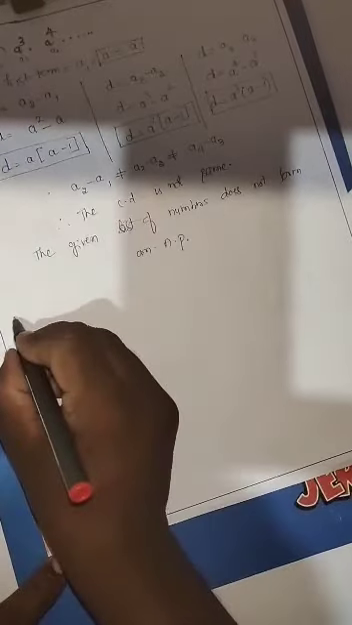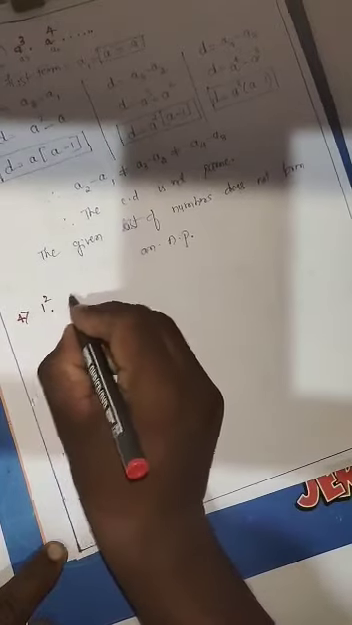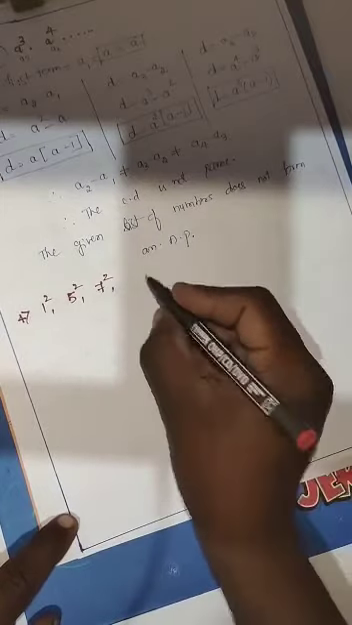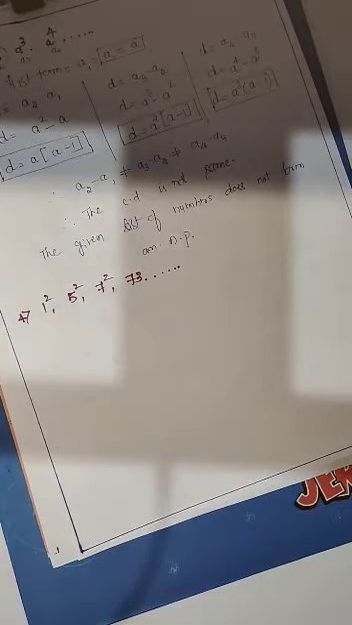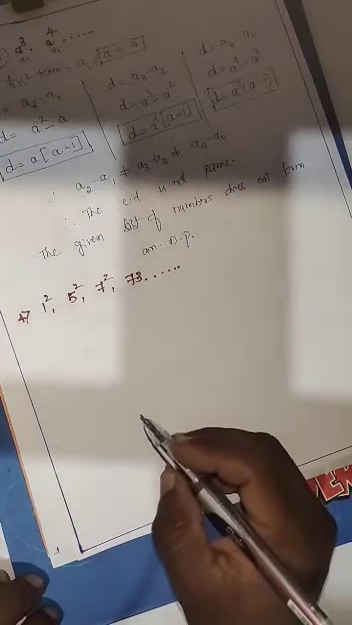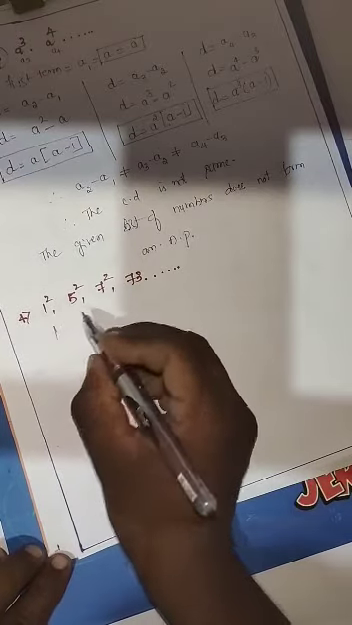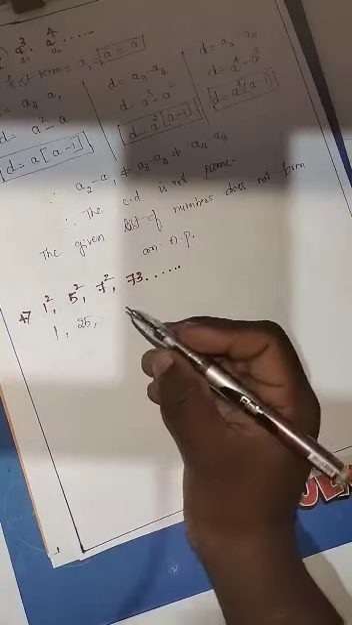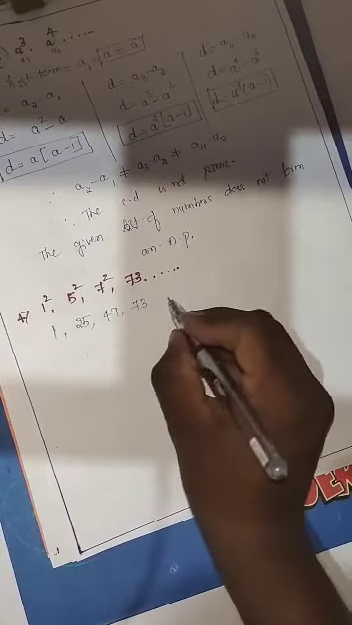So the fourth one: 1 square, 5 square, 7 square and 73, etc. Okay, so first we can rewrite the sequence. We get, see, 1 square is 1 one is 1, 5 square is 5 fives, 25, then the third term 7 square means 7 sevens, 49, and the fourth term is 73.